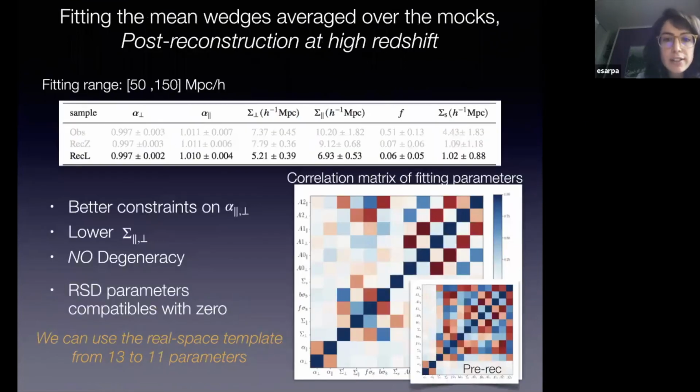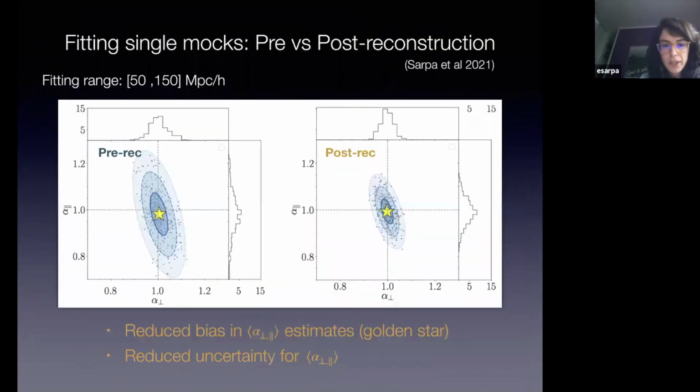So here are the results of the fitting of the mean of the wedges again. And you see that the constraints on alpha parallel and alpha perpendicular are improved with respect to both the pre-reconstruction and the reconstruction at the observed redshift, sorry. And this again indicates the fact that we removed nonlinearities that were not accurately modeled by our template. We have a lower value of the damping parameters, proving that we went efficiently backward in time. Again, we have no degeneracy within the parameters, and this parameter is still compatible with 0. So we can check that we made a good choice using the real space template.